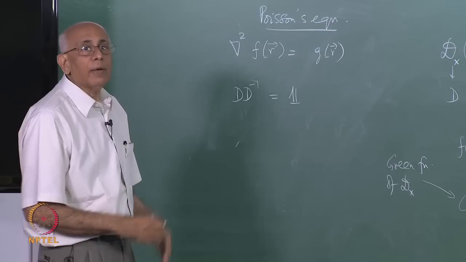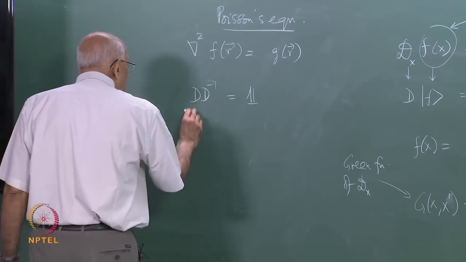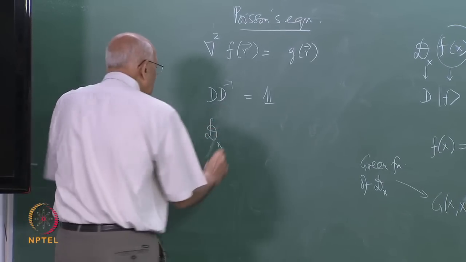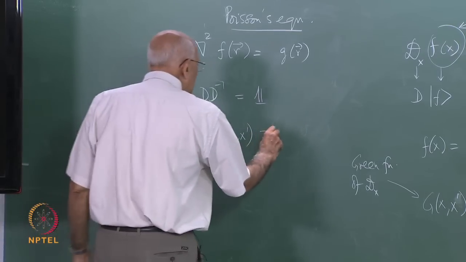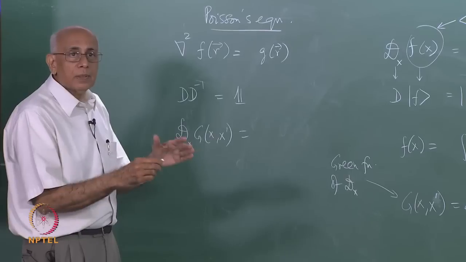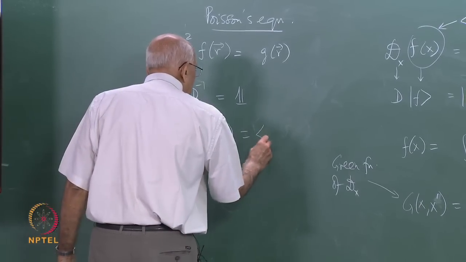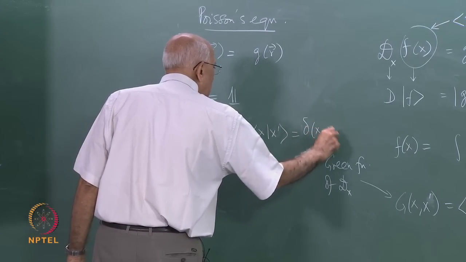And if I express this in the position basis, what is going to happen? This thing here is represented by D_x, and this guy here is G of x comma x prime, and that is equal to the bra of x with the ket of x prime, which is nothing but delta of x minus x prime.